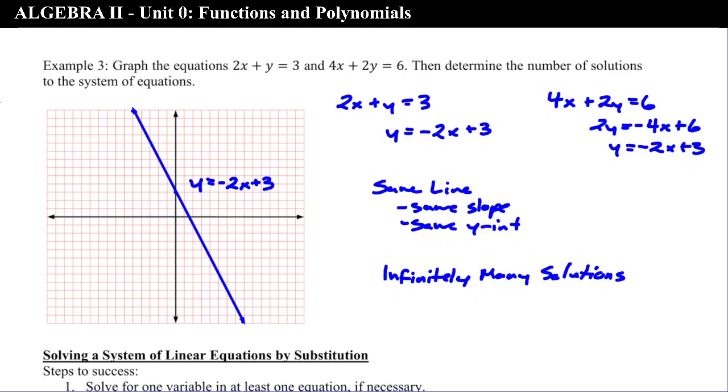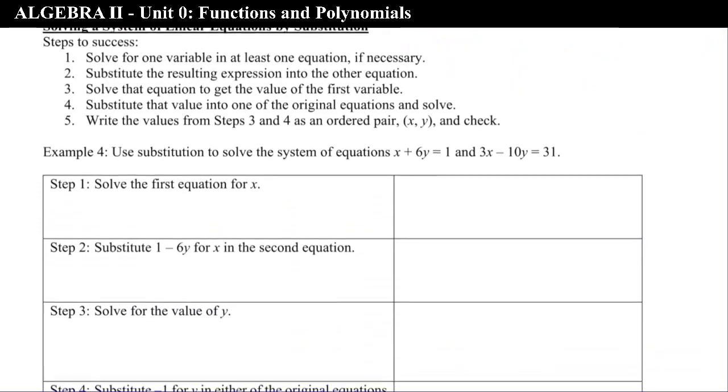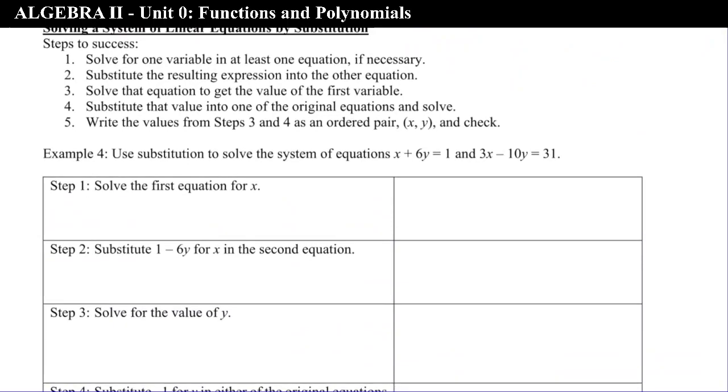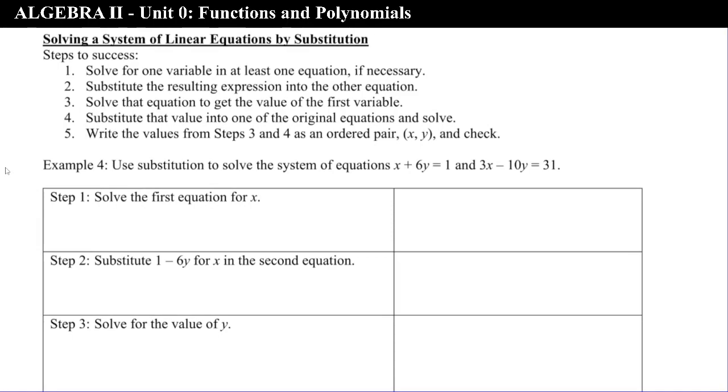Okay, so that's how you solve using graphs. But sometimes it's not convenient to always use graphs. So let's use another method. Let's use one where we don't have to graph things. Let's just work with the equations. So now we are going to solve a system of linear equations by substitution.